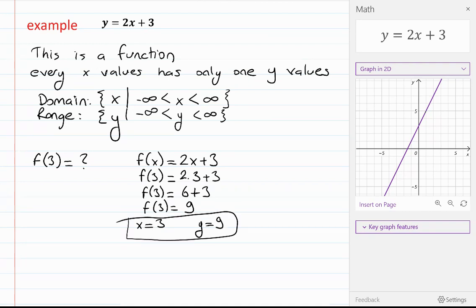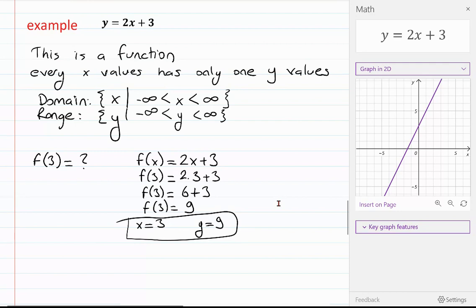Let me check it on the graph. So let me find x equal 3 here. Yeah, it's equal to 9, right? When x equals 3, y equals 9.